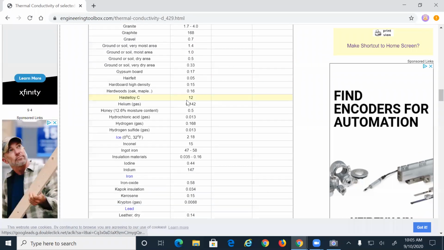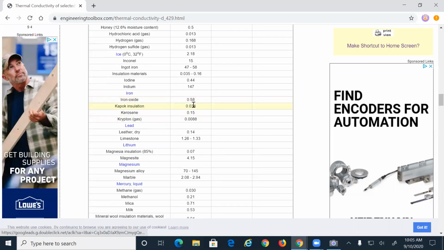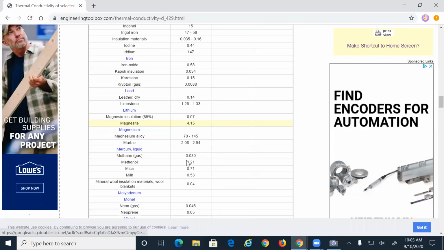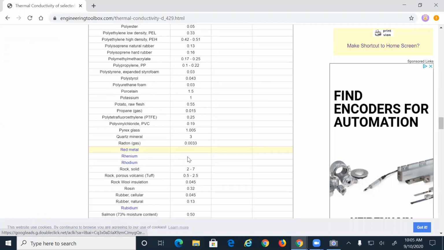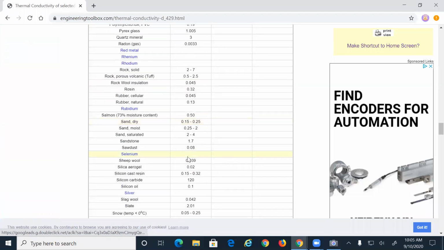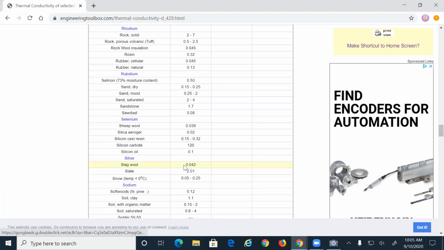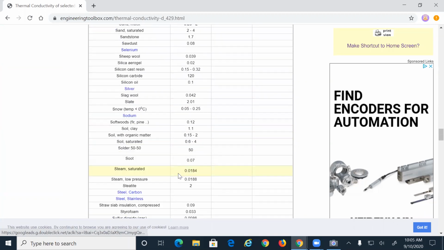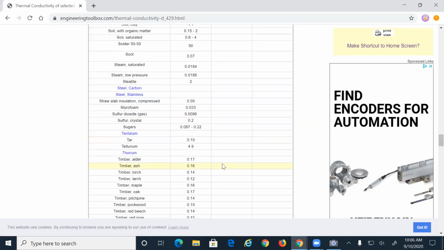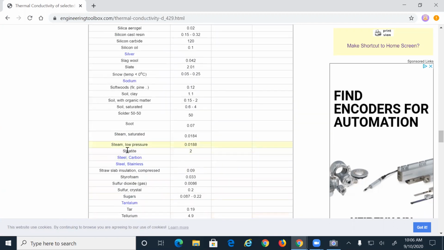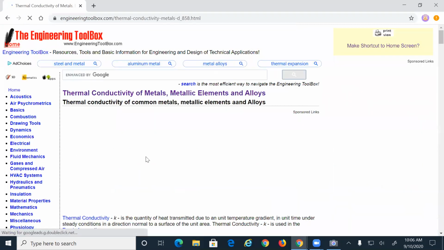I'm just looking at the values. So which one is very high? Magnesium, so that starts being metals. They don't have aluminum. Okay, let's see, they have steel over here. Silver, they don't have it. I don't know why. Sand, they have steel. Yeah. They don't want to put the metals. All right, let's see if they have here steel, carbon steel, stainless, see if they have the value.